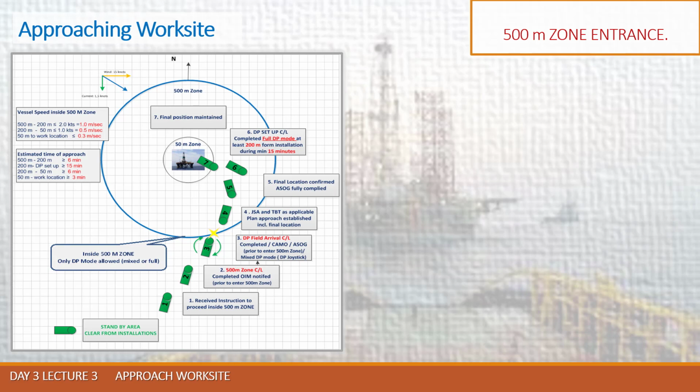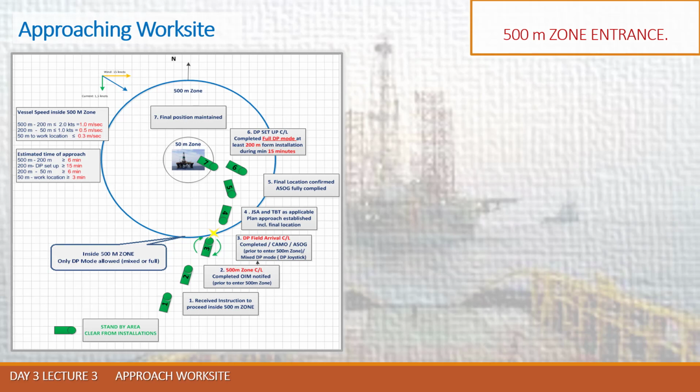approach, because there are also some procedures which might be performed before entering inside the 500 meter zone and when you are entering the 500 meter zone. And as you see in my example here, we have received instructions as number 1, then as number 2, the 500 meter zone checklist must be completed, and then the DP field arrival checklist must be completed if this is a first installation and if the charter requires it.